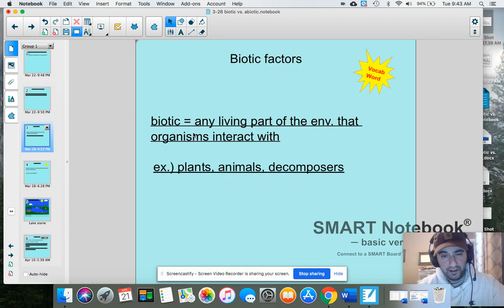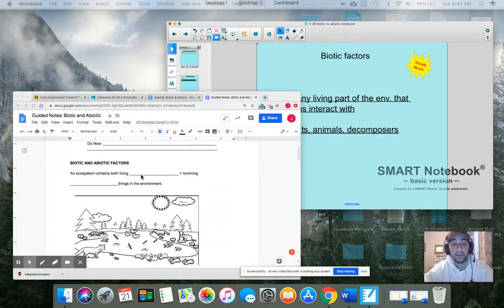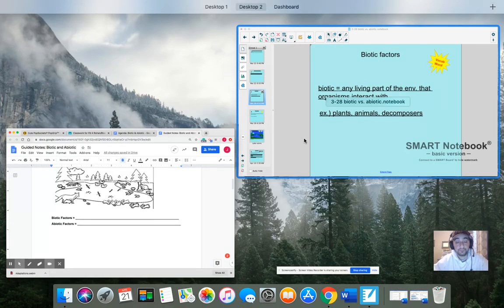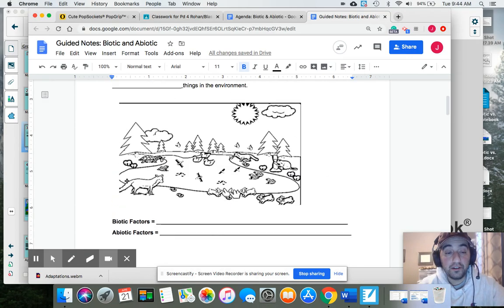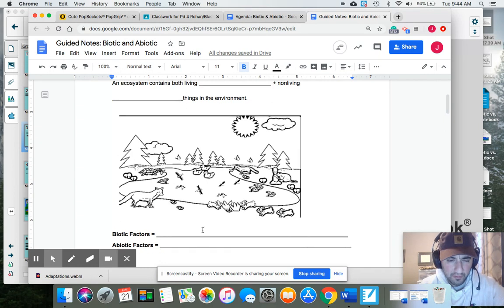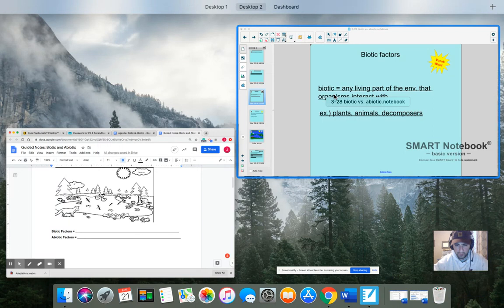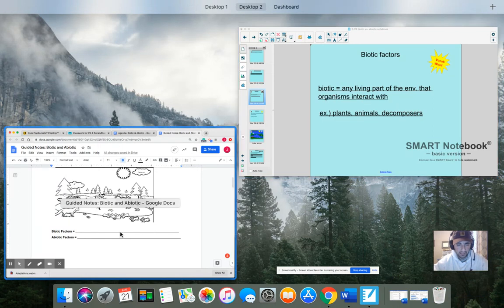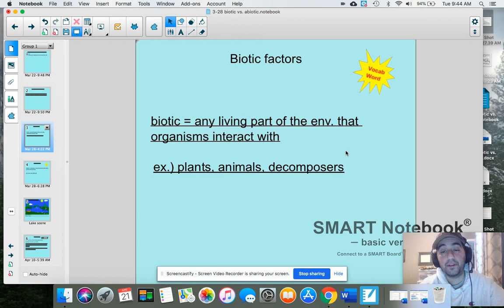All right, so moving on. New vocab word for today. Like we just spoke about, biotic is any living part of the environment that organisms interact with. Excuse me. Keyword is living. Examples: plants, animals, decomposers, humans, anything that's living. In your guided notes, where you have a diagram and then you have biotic factors equals, you can put that definition in that space where it says biotic. So go ahead and press pause and do that now.